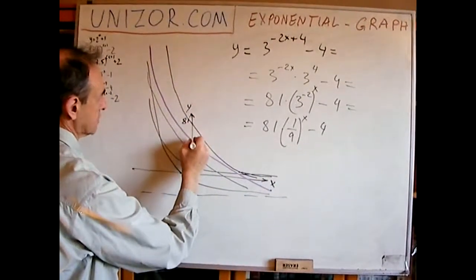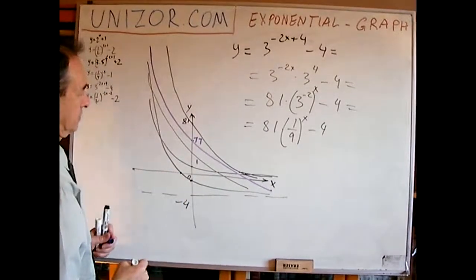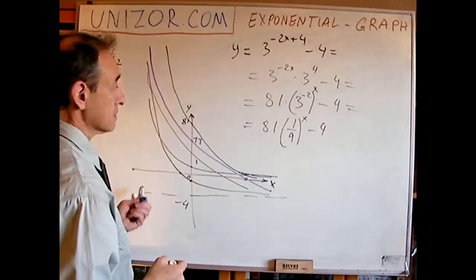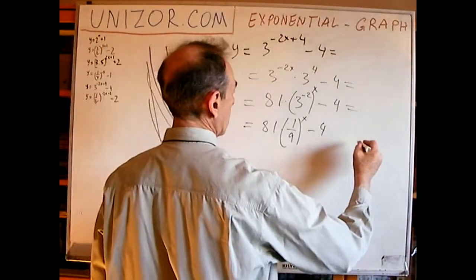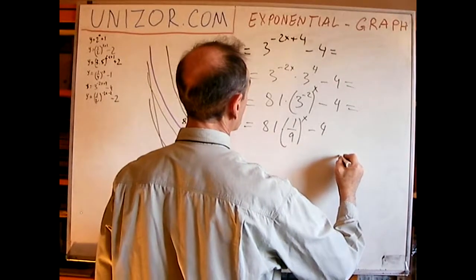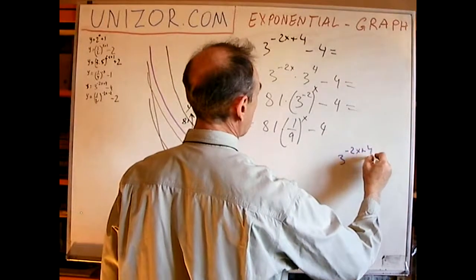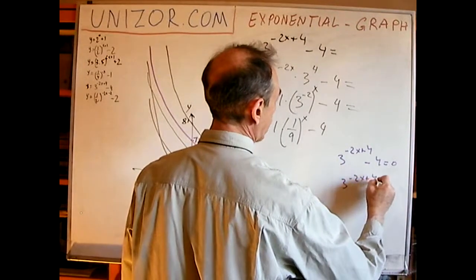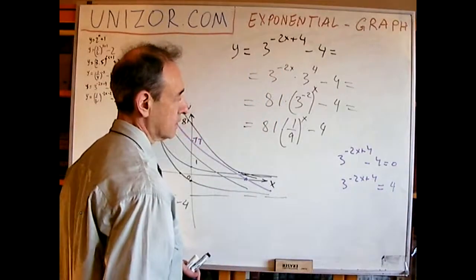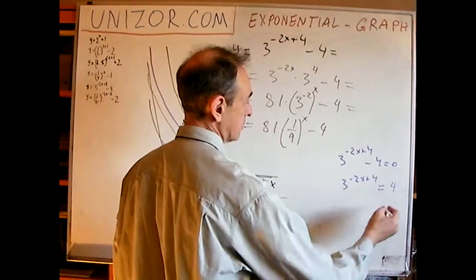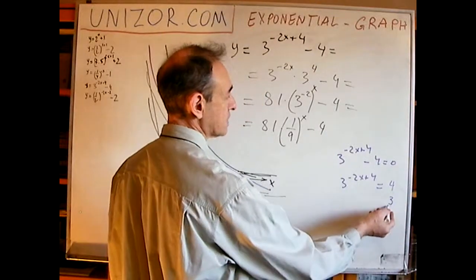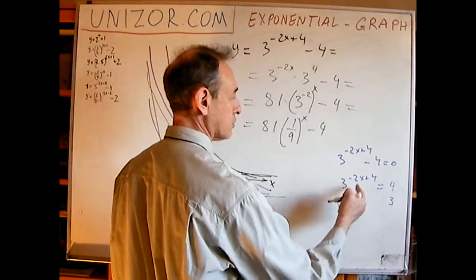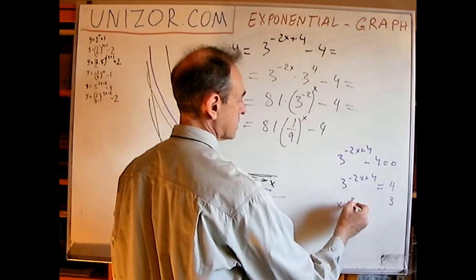From 81 down to 77. Now, the point where it crosses the x-axis is when it's equal to 0, right? So if I equate it to 0, 3 to the power minus 2x plus 4 minus 4 is equal to 0. So 3 to the minus 2x plus 4 is equal to 4. And it's kind of difficult to calculate, but, well, what if this is 3, for instance? If it's 3, then this is supposed to be 1, so x should be equal to 3/2.